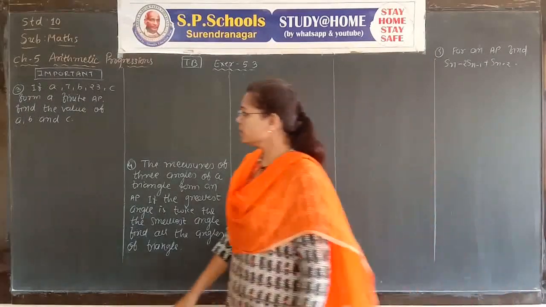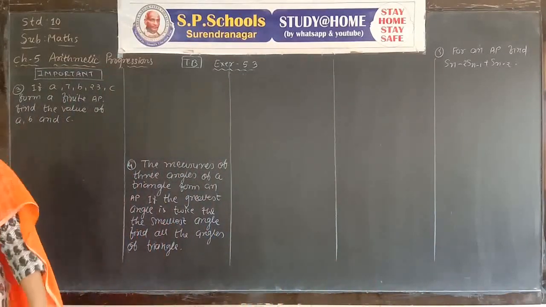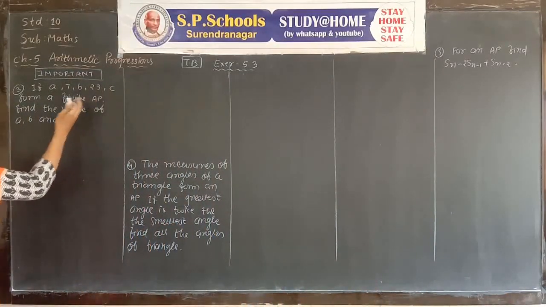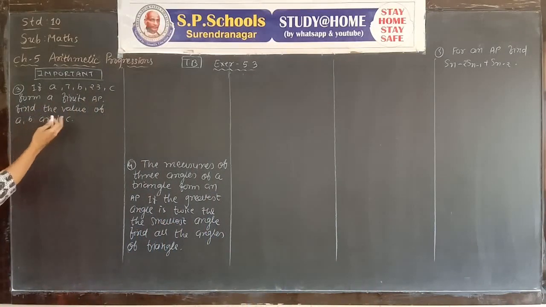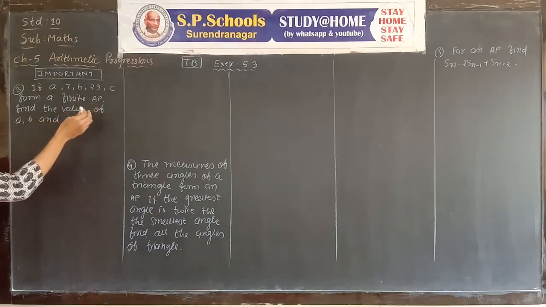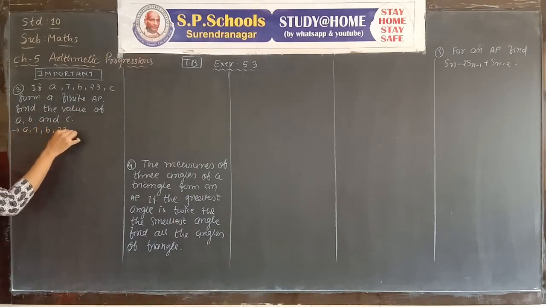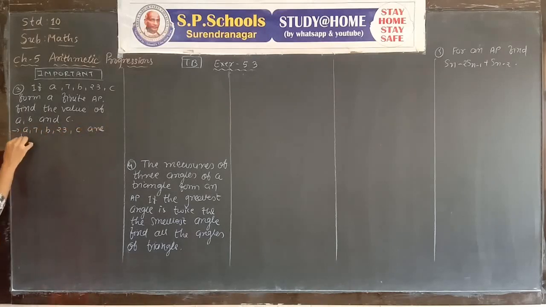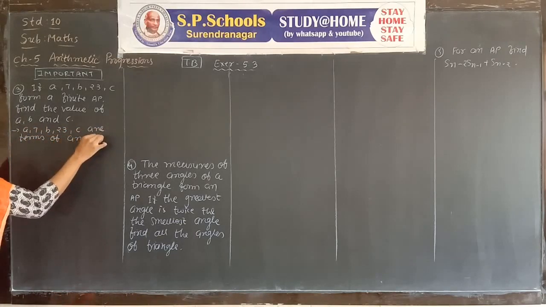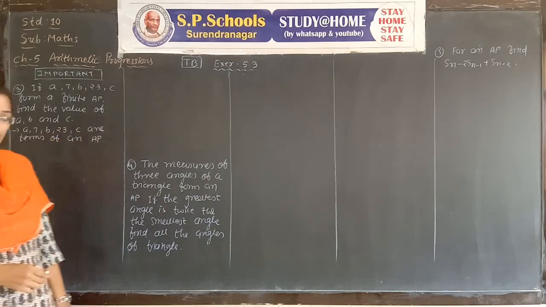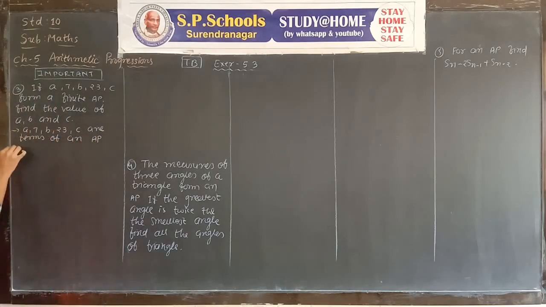Let's see the next one. Third number. If A, 7, B, 23, C form a finite AP, find the value of A, B and C. If A, 7, B, 23, C form an AP, means they are terms of an AP. That's why the difference between two consecutive terms is equal. We need to find values of A, B and C.